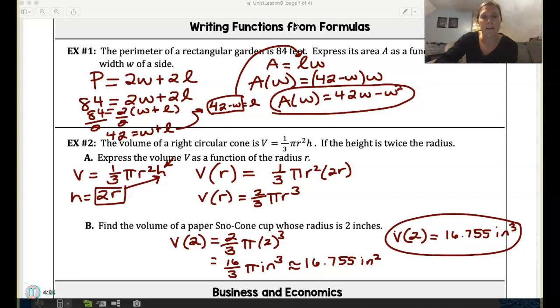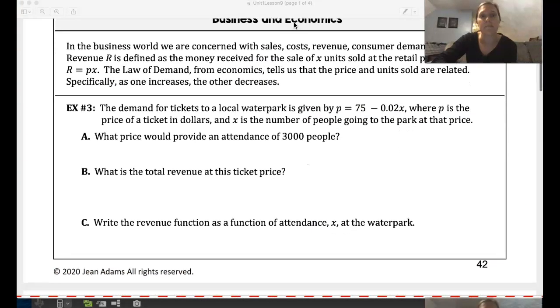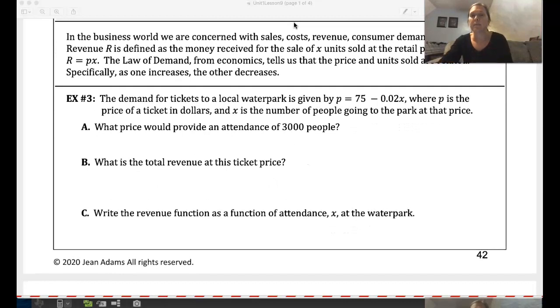So now our next chunk is going to get us into business and economics, and it's important that we get into these types of problems because they're becoming more and more frequent on AP Calculus exams. So it's kind of good to get them in your brain for when you get there.